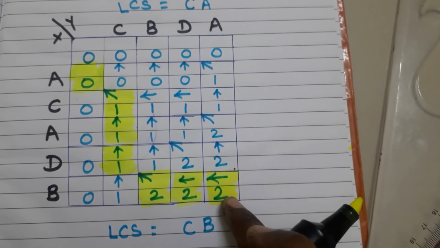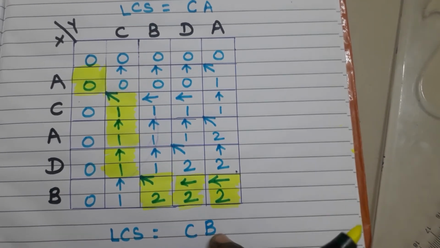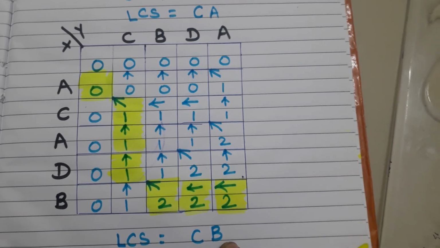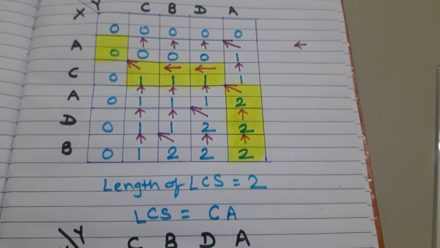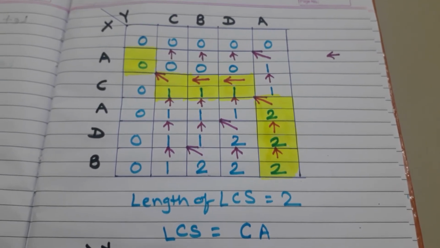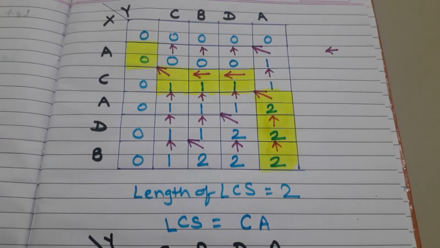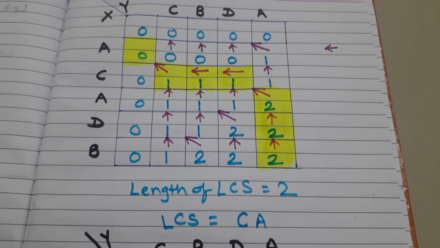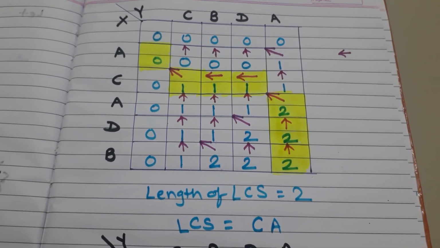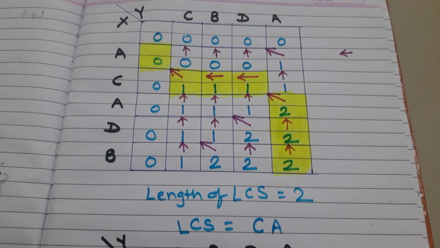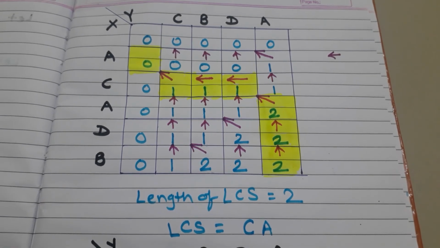The last row, last column shows the value 2, so these are the two characters. So this can be a longest common subsequence, that is CB. And for this example, from this table we got the longest common subsequence as CA. So these two are different solutions. Like this we may have another longest common subsequence with length 2. So this is about the longest common subsequence. Thank you.